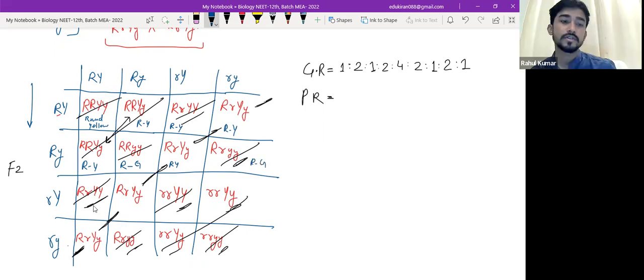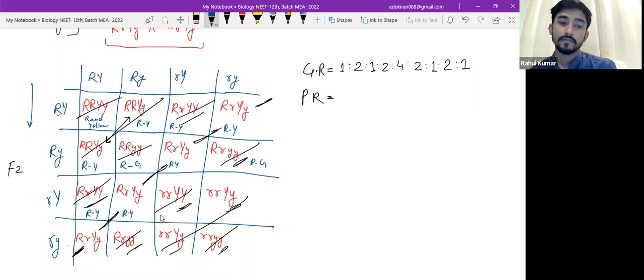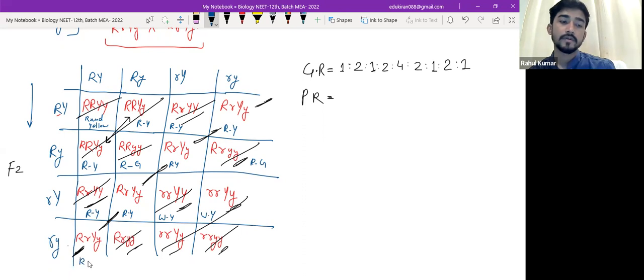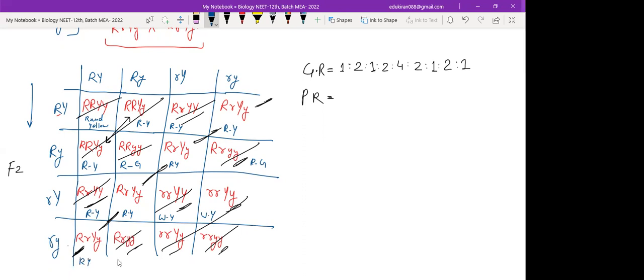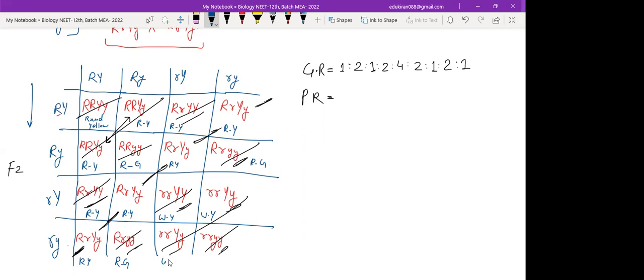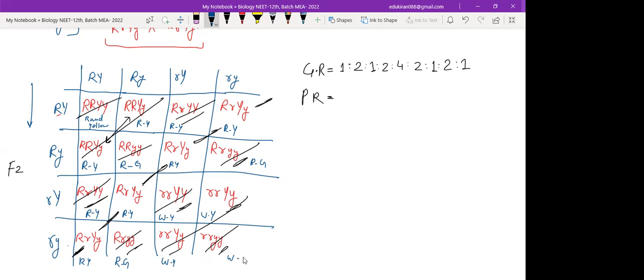This one, round green. Second RG. This one, round yellow. This one, round yellow. This one, wrinkled yellow, first one. This one, wrinkled yellow, second wrinkled yellow. This one, round yellow. This one, round green, third RG, right? This one, wrinkled yellow, third wrinkled yellow. This one, wrinkled green.